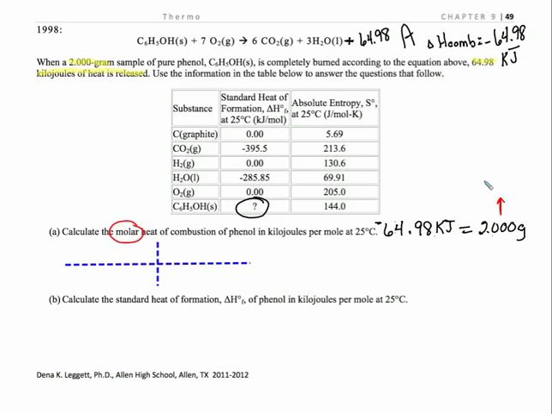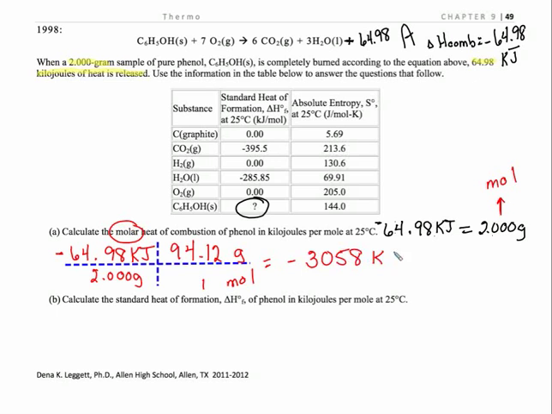Some of you want to go ahead and convert that grams to moles and then do your division. Take kilojoules, divide it by the number of moles present. And that's fine. That's a fine approach. I just tend to do it this way. I've got 64.98 kilojoules per 2.000 gram sample. I want to get rid of grams and go to moles. Mass to moles, use, you've got it, molar mass. And if I divide that out, I get minus 3058 kilojoules per mole. In this case, it was per mole of phenol, or for the reaction as written.